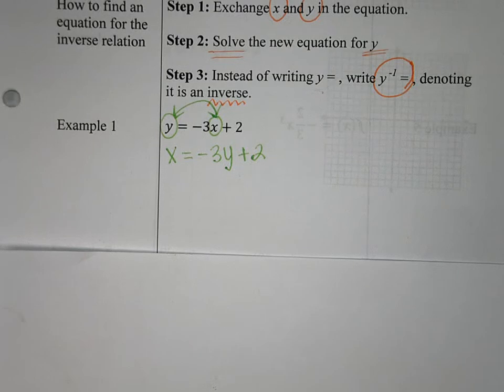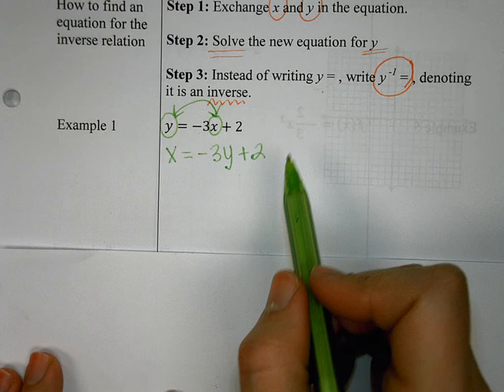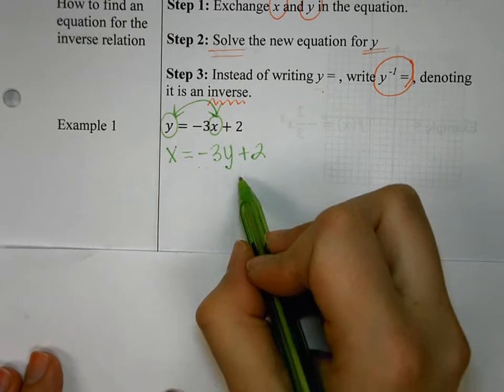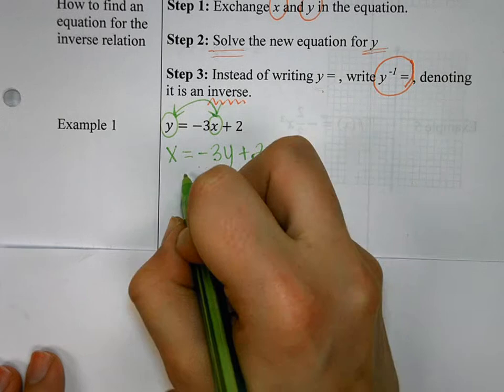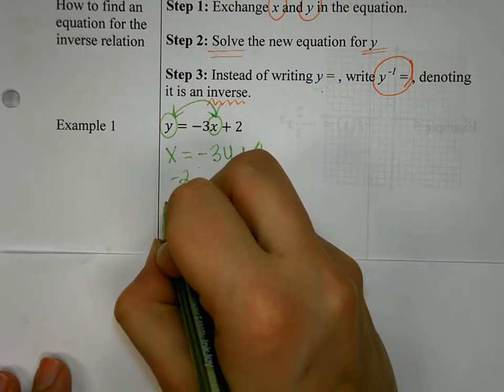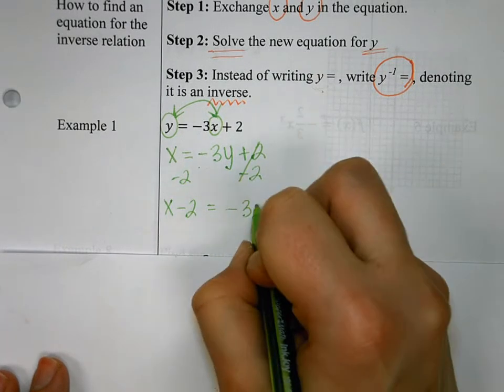Now remember, we always want our equations to be y equals, so we want y by itself. So we have to take this and solve for y. My first step in solving for y: subtract 2 from both sides. That's going to give me x minus 2 equals negative 3y.